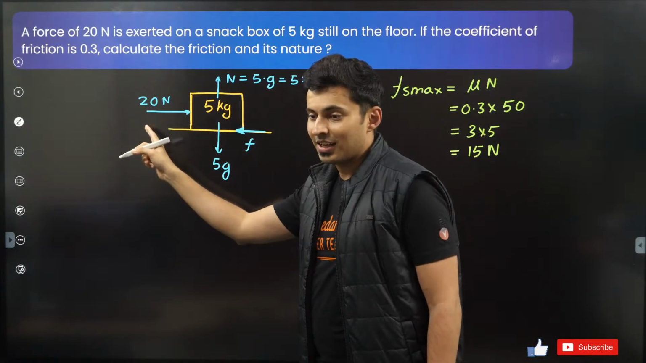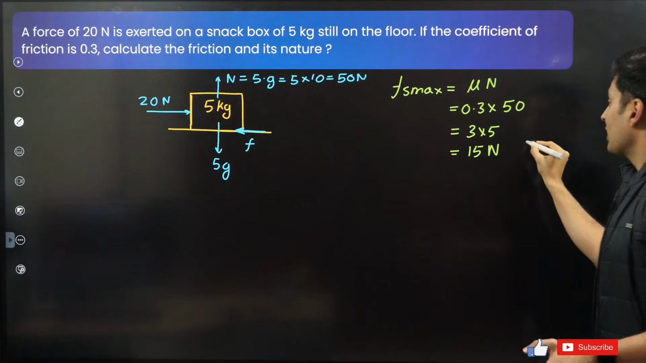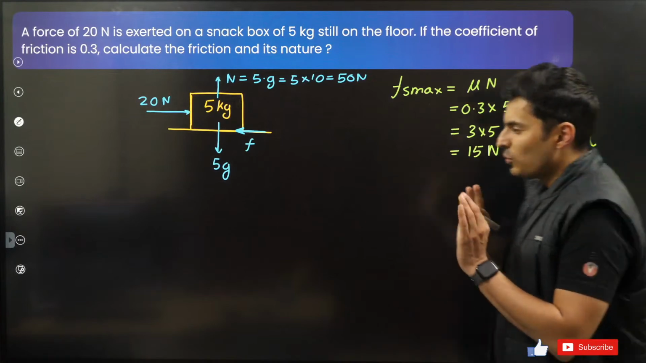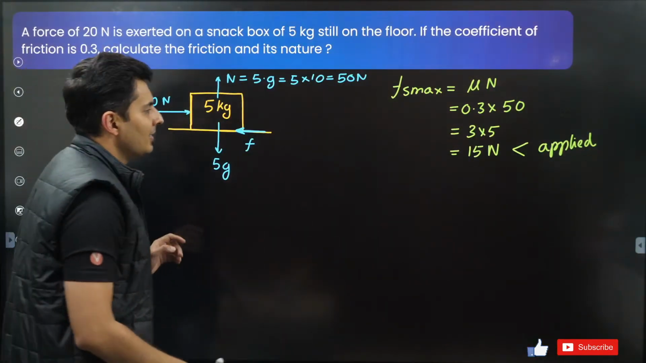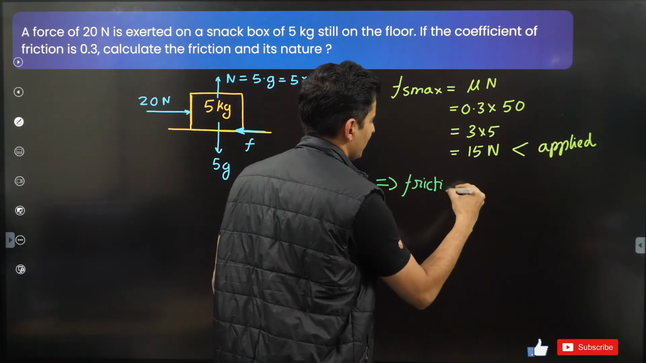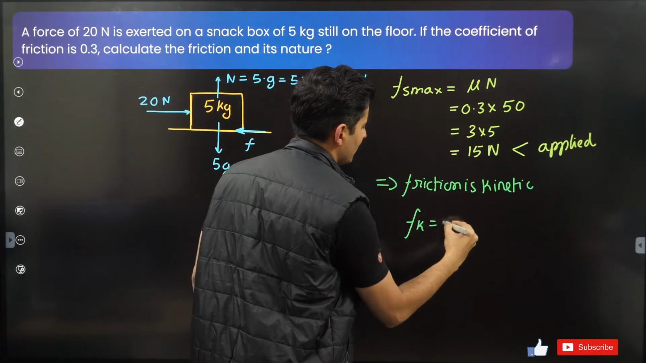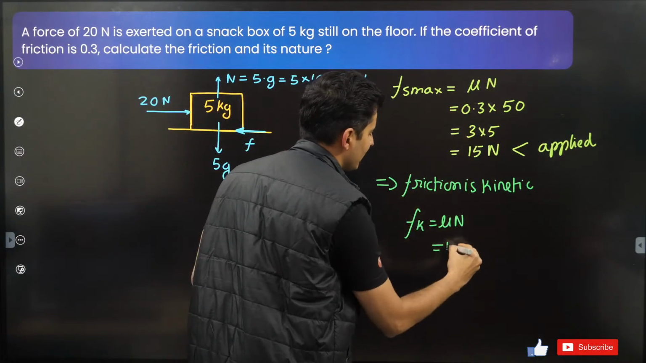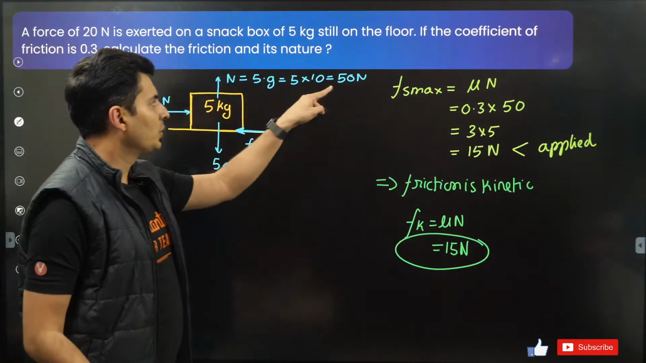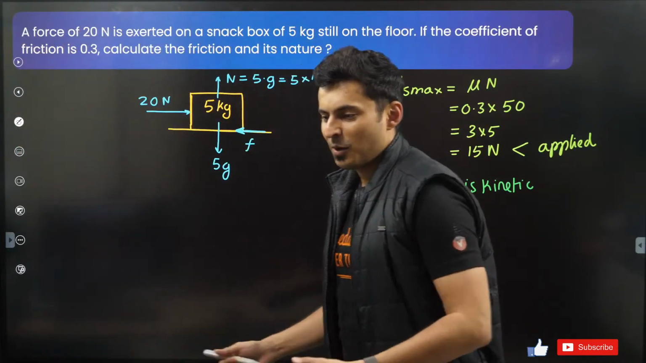Applied force is 20. It is more. That means the limiting friction is less than the applied force, which means one simple thing: the friction is kinetic in nature. That's all. That implies the friction is kinetic in nature, and the value of that friction is again mu into N. If you solve it the exact same way, you will get 15 Newton. Same thing, 0.3 into 50 will give you 15 Newton. So that's the answer, guys. Kinetic, and it is 15 Newton.